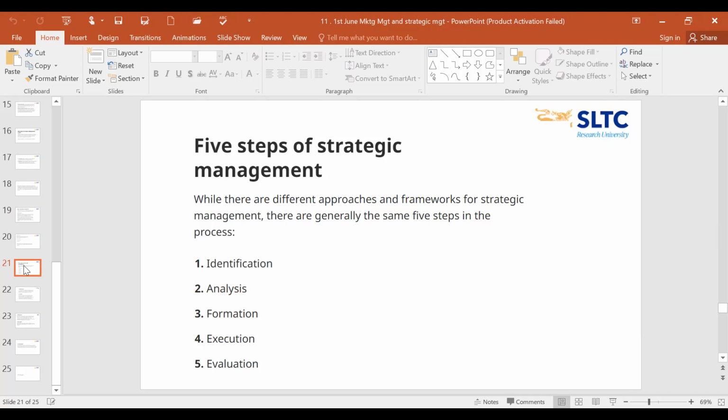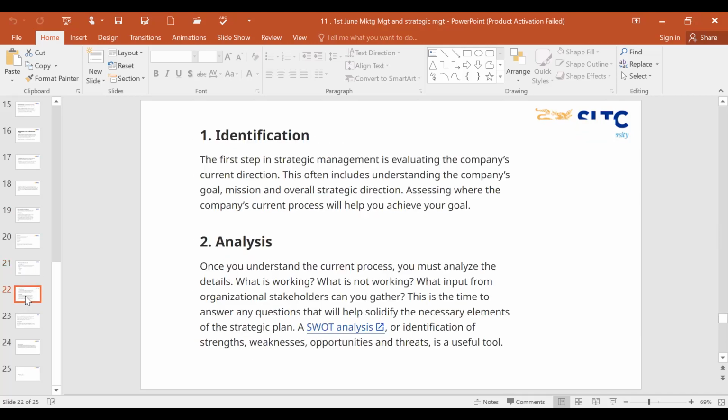Right? So the company needs to be positioned properly in the market. That's called strategic management, right? So what is identification? The first step in strategic management is evaluating the company's current direction. Where are we going? This often includes understanding the company's goal, mission, and overall strategic direction. Assessing where the company's current process will help you to achieve your goals.